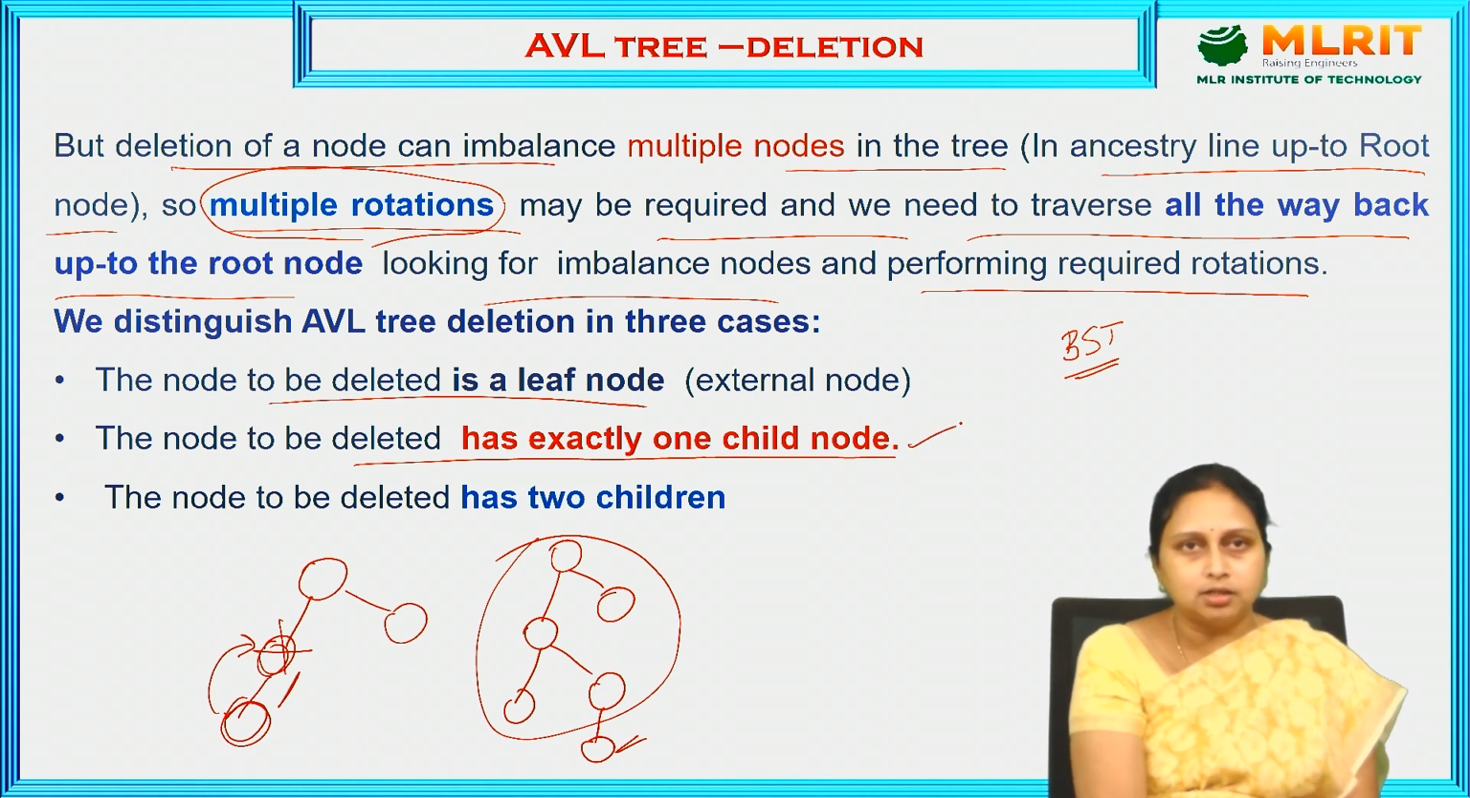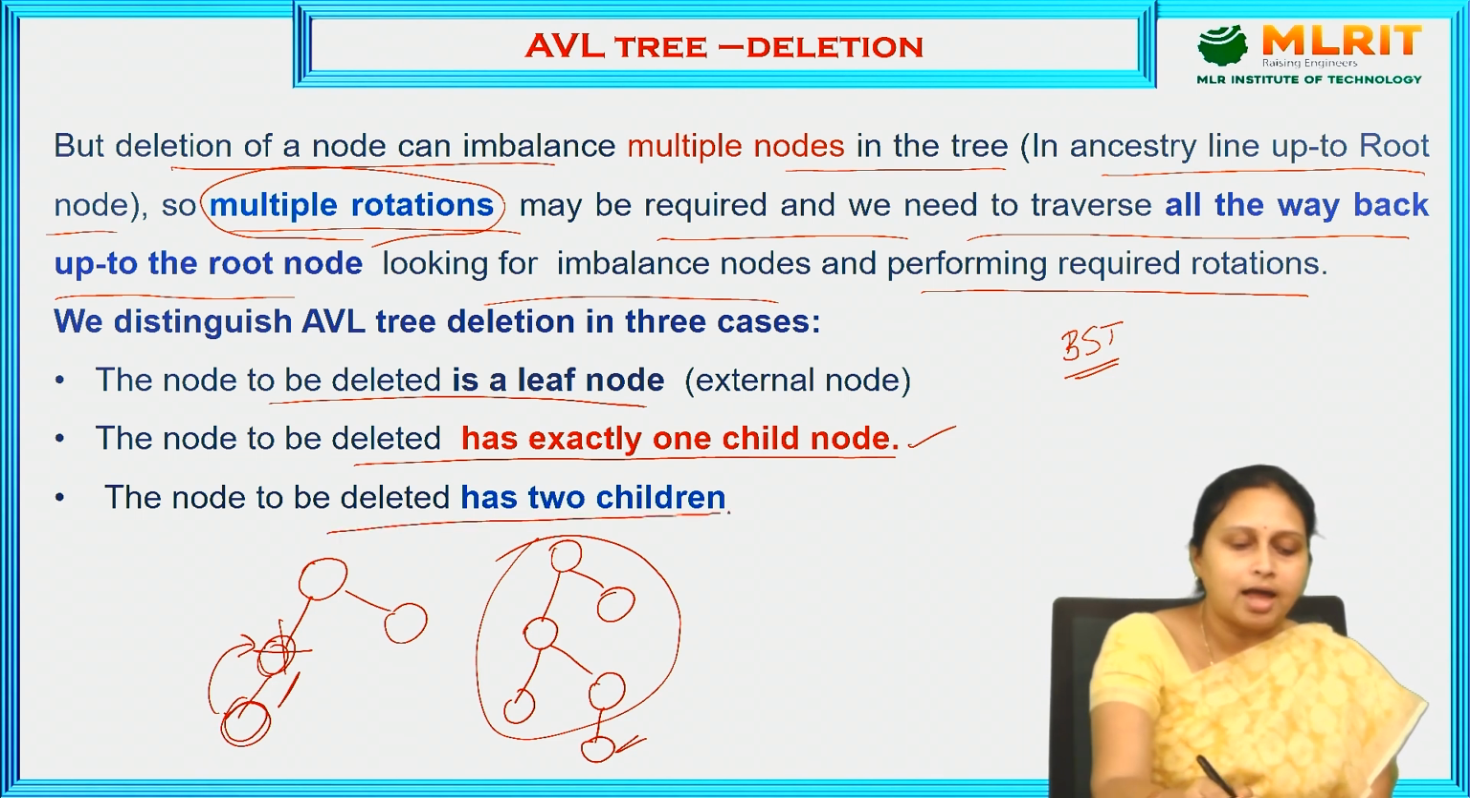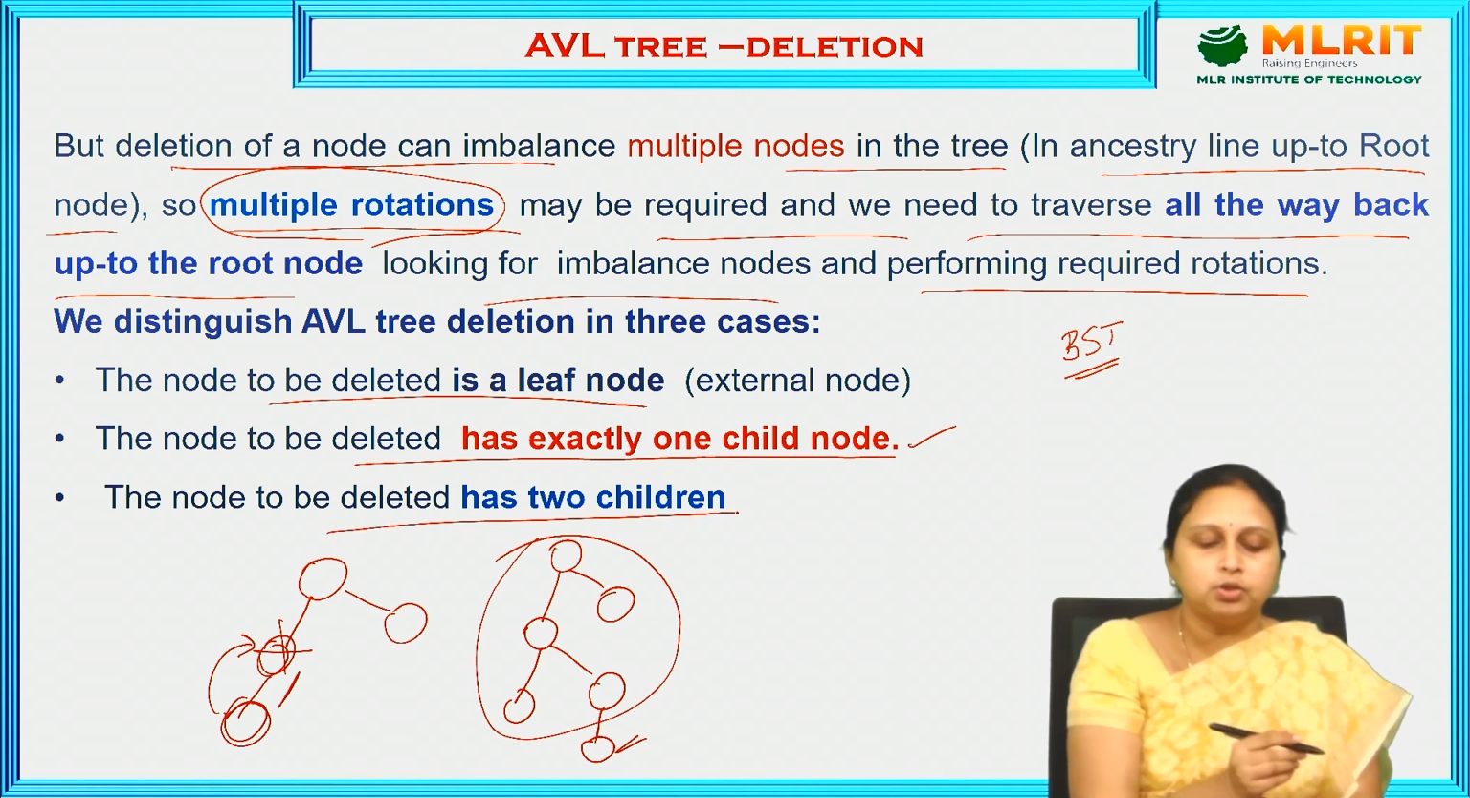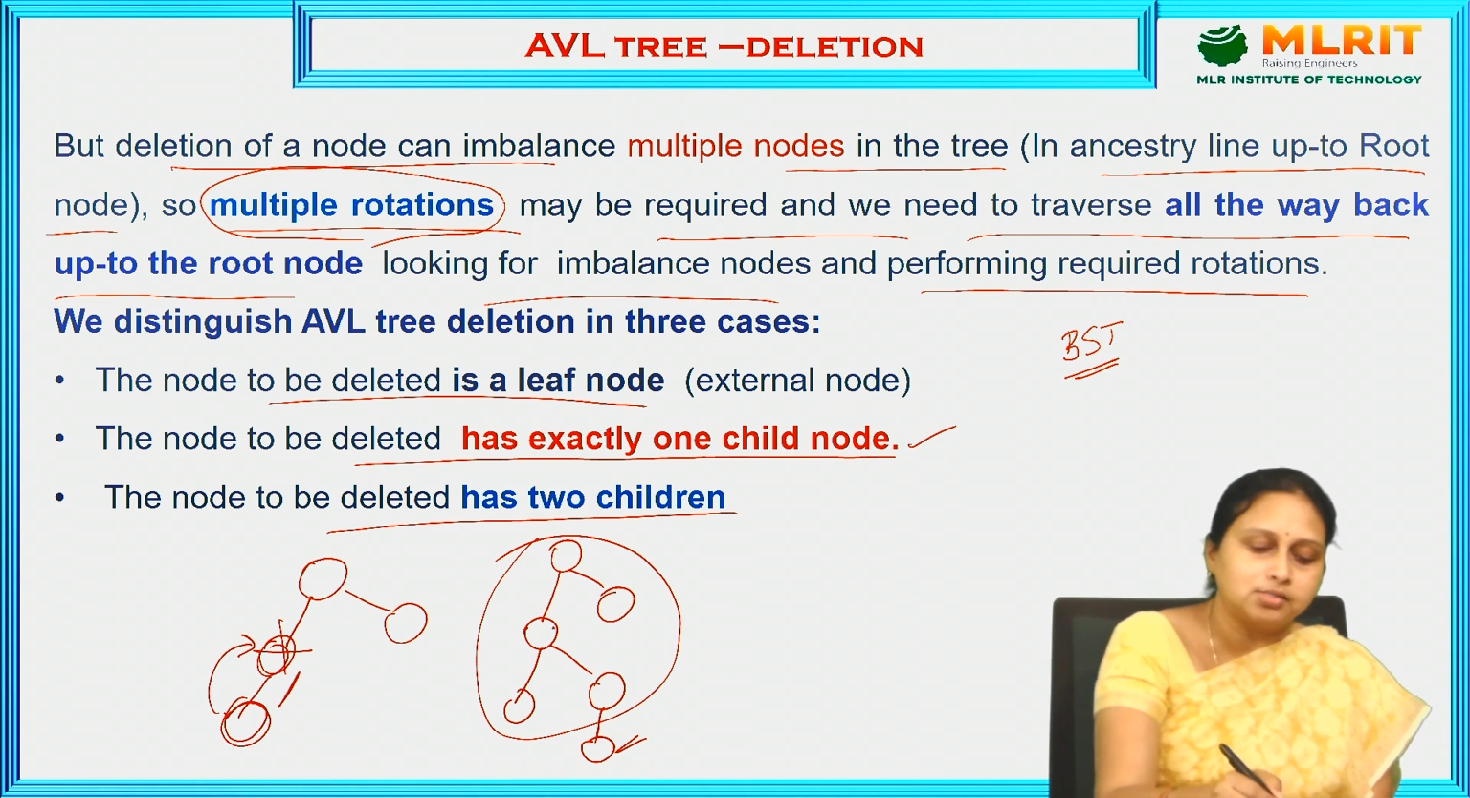And what is the third case? The node to be deleted has two children. If I want to delete a node with two children, suppose you consider this case only.